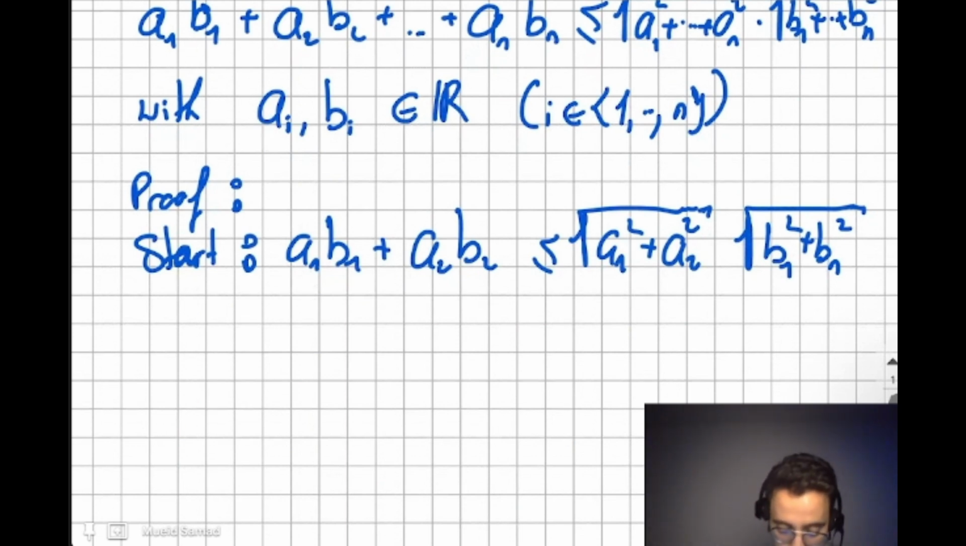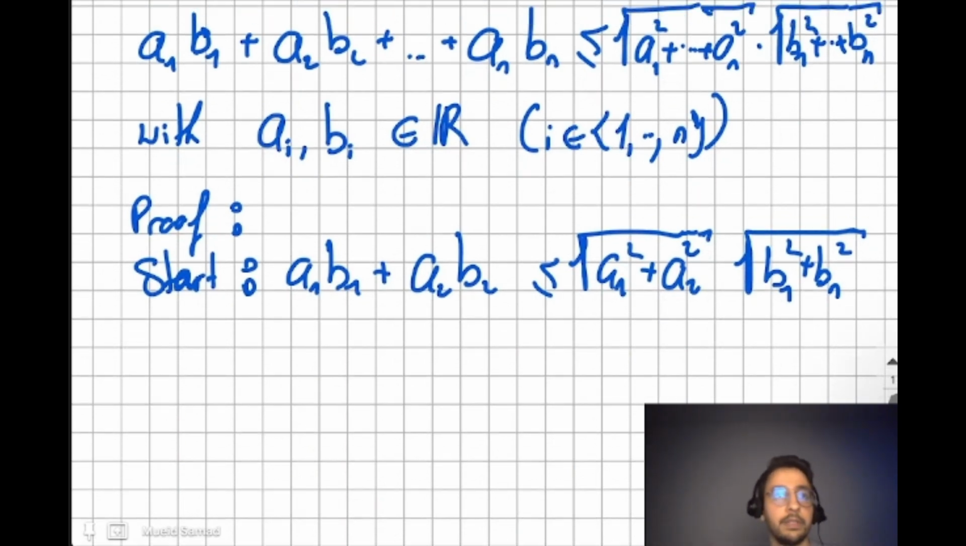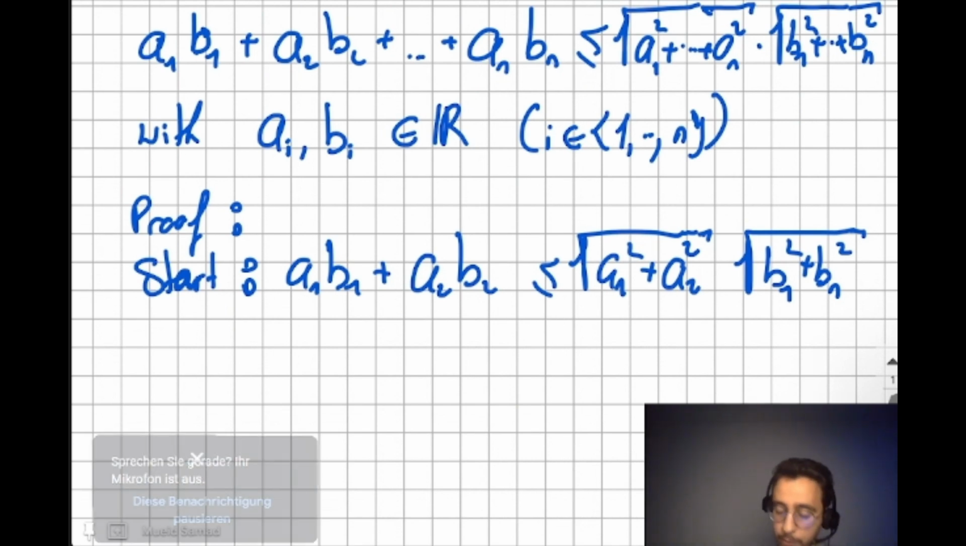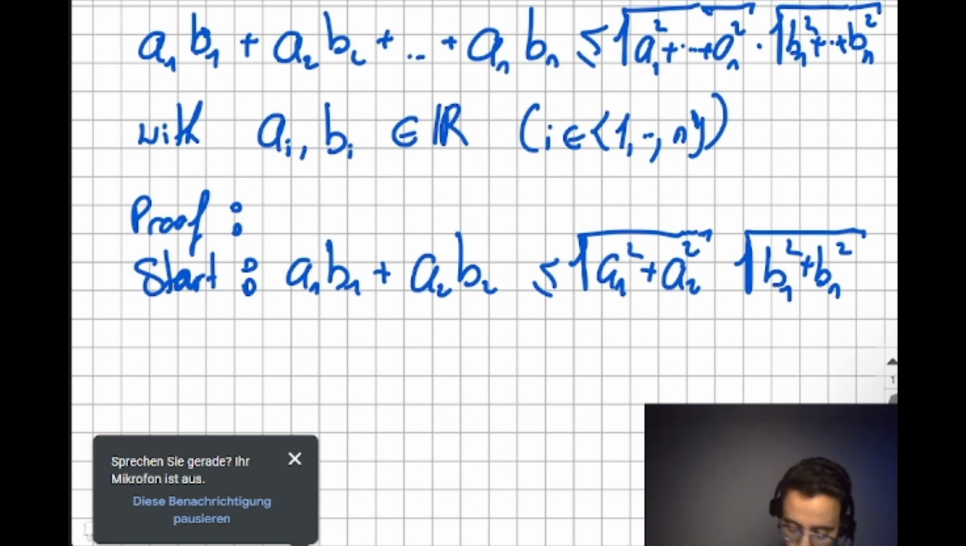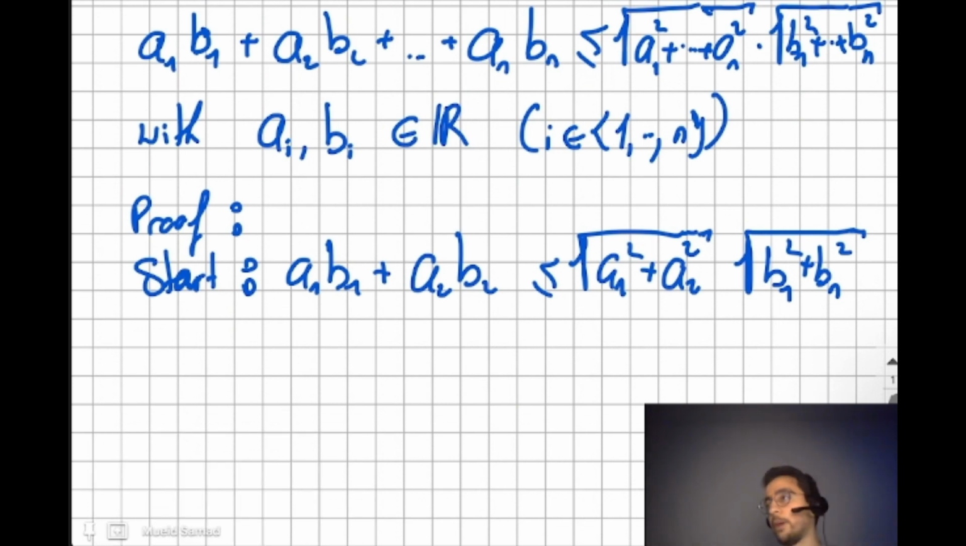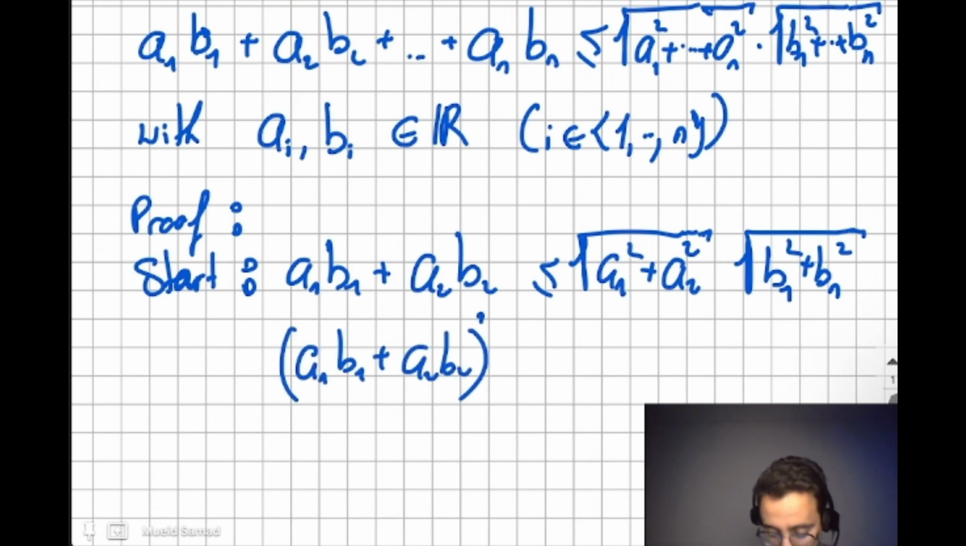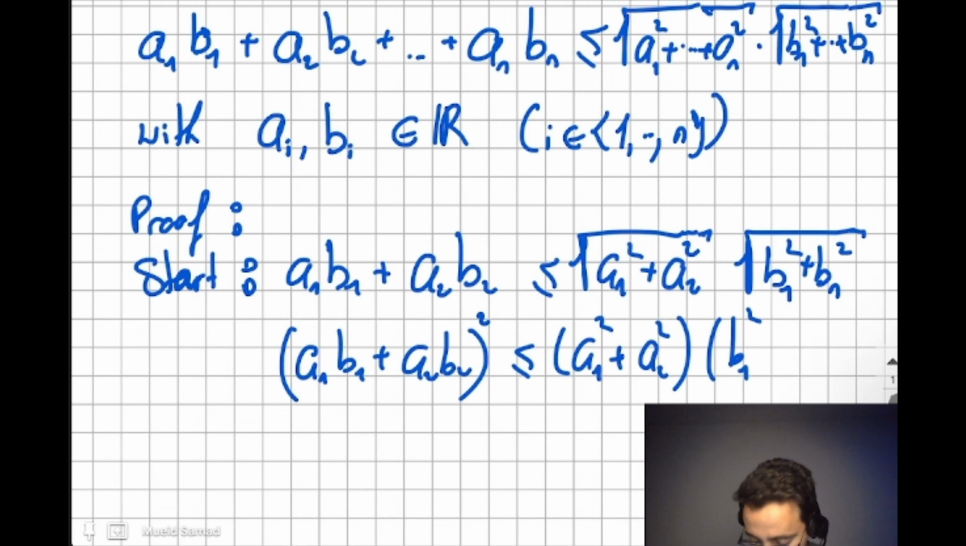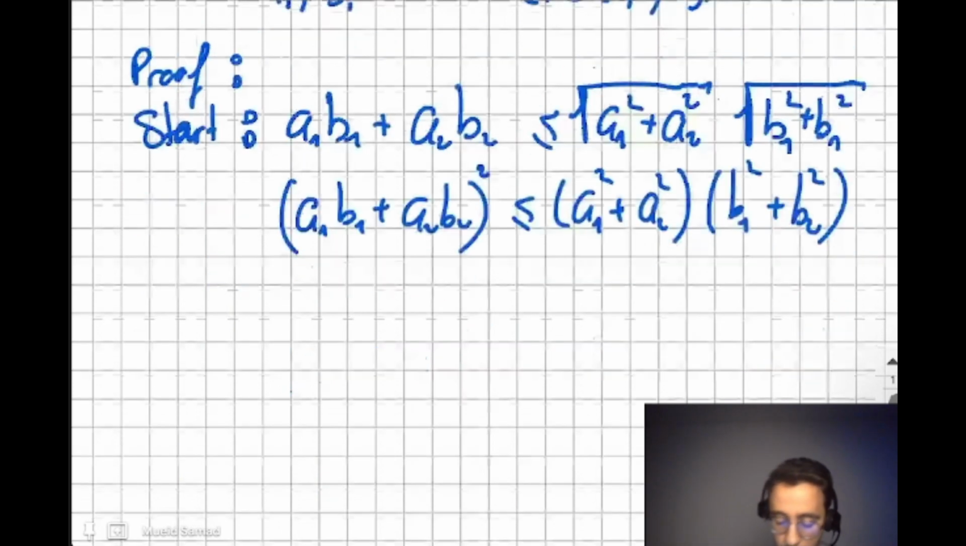Okay. One possible way to do this is to use a different inequality, or we could take the whole inequality to the power of 2. Then we get a1 b1 plus a2 b2, squared, smaller or equal to a1 squared plus a2 squared times b1 squared plus b2 squared. Okay, let's multiply everything out and see what happens.